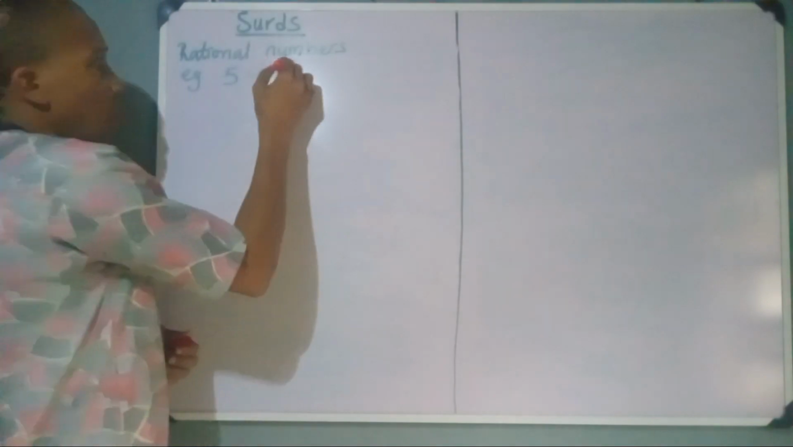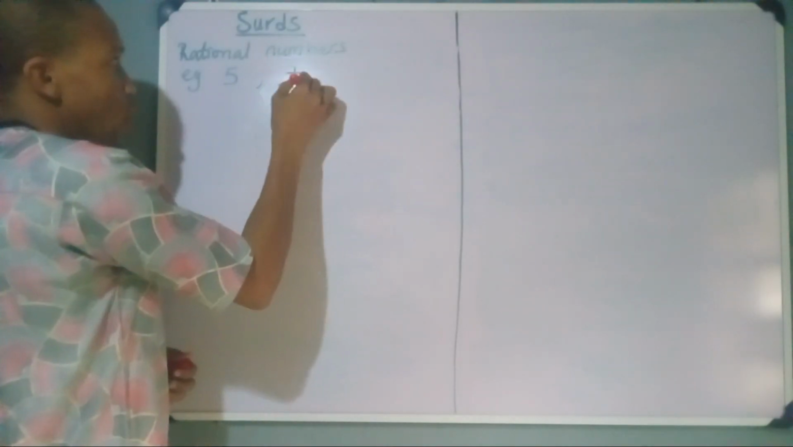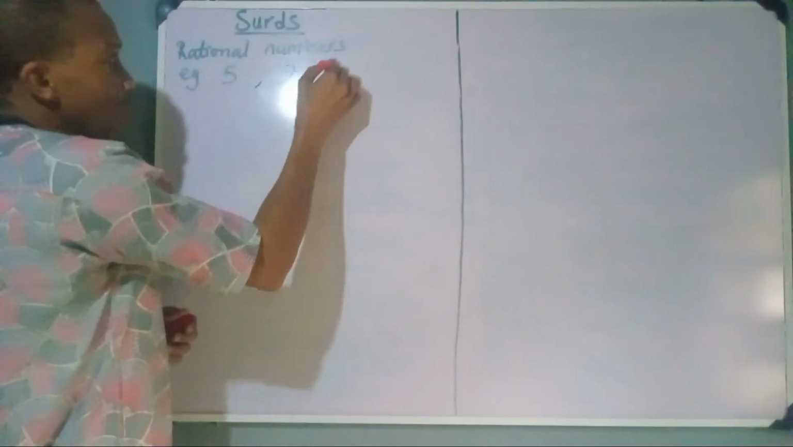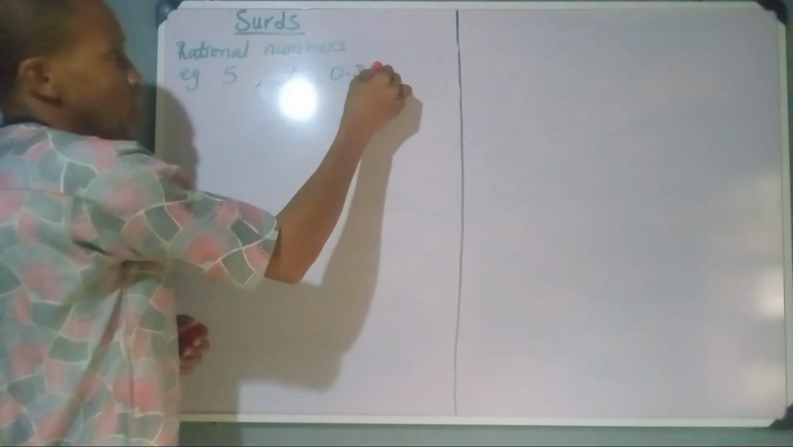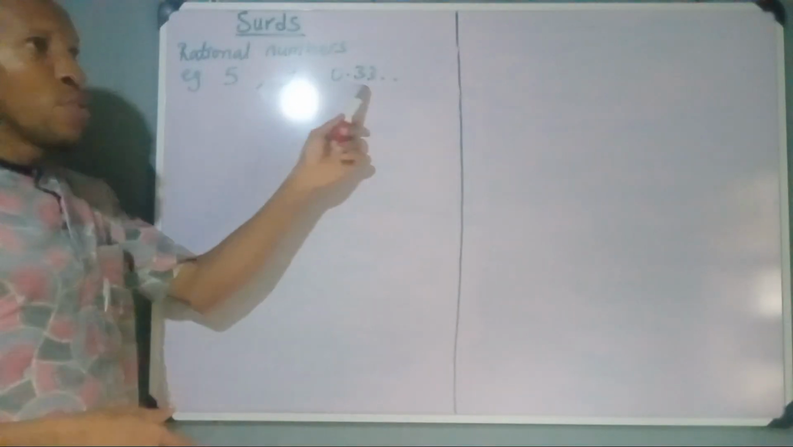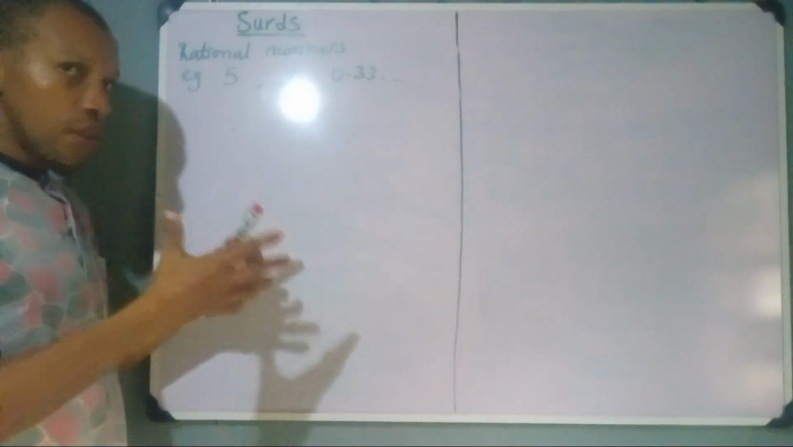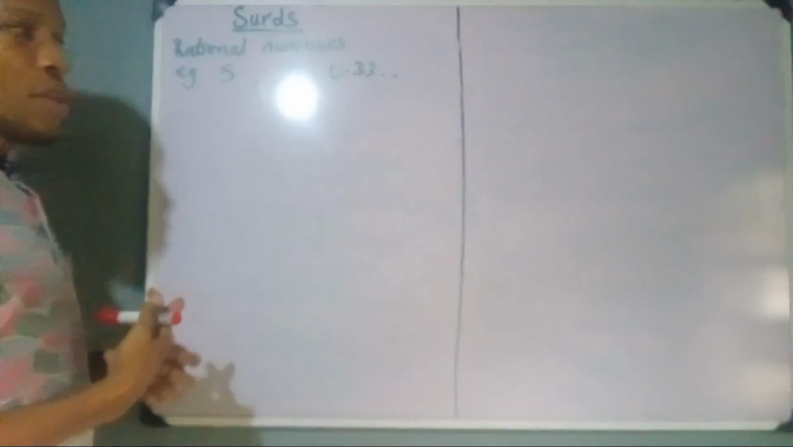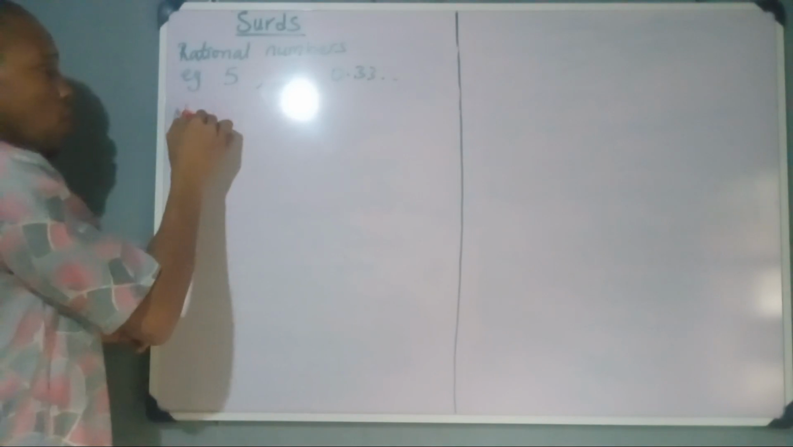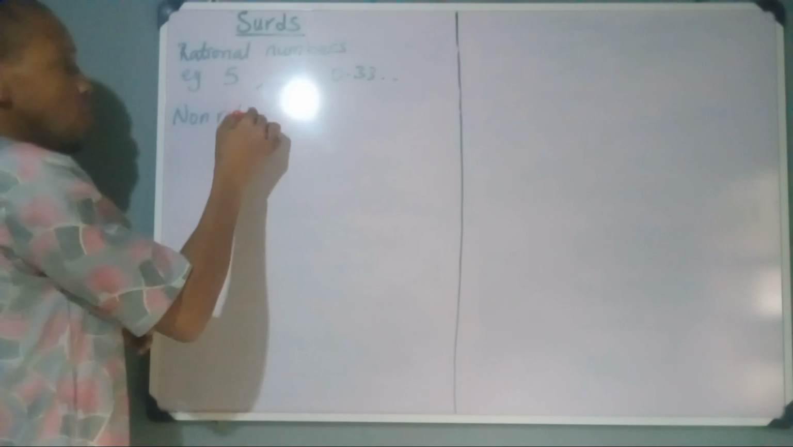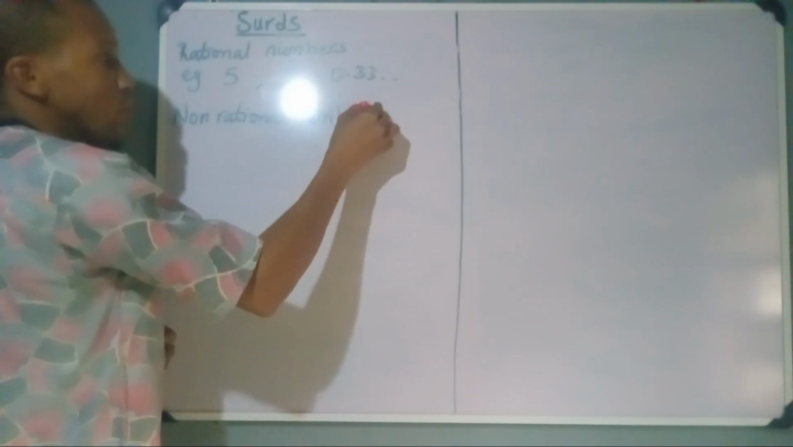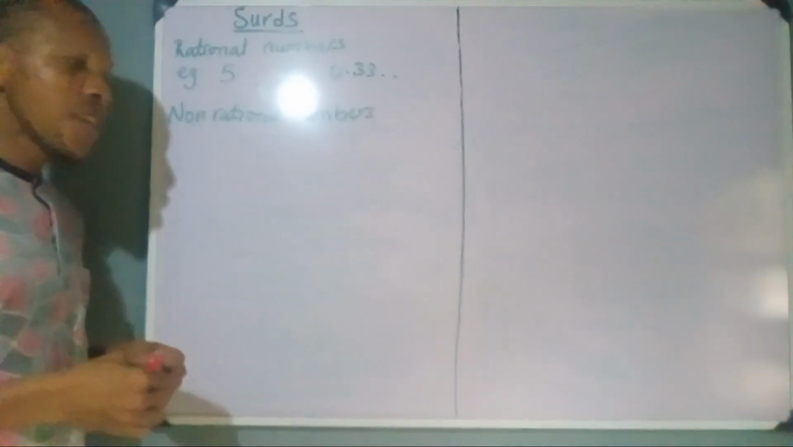Numbers like 7 over 2, that's 3.5, it has an exact value. Numbers like 0.33, these are rational numbers. They either have exact values or recurring decimals, so they are rational numbers. But there are numbers that don't have exact values. We refer to those as irrational or non-rational numbers. Now, these non-rational numbers don't have exact values.